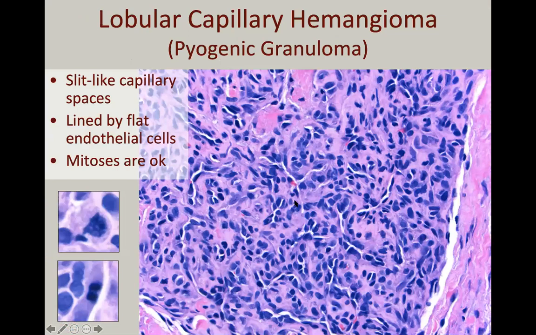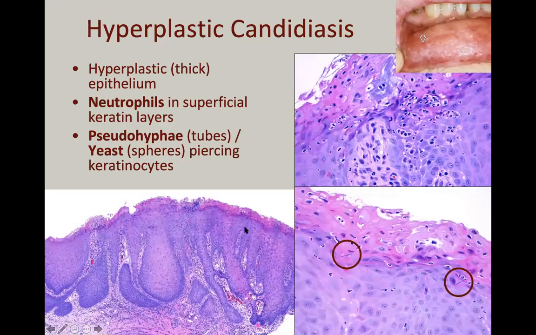So in this case, you can see these multiple lobules in the stroma. On higher power, you can see that they're composed of these slit-like capillary spaces, sometimes with mitotic figures. That's okay. These can be rapidly growing, but the mitoses should be morphologically normal. So this is a lobular capillary hemangioma.